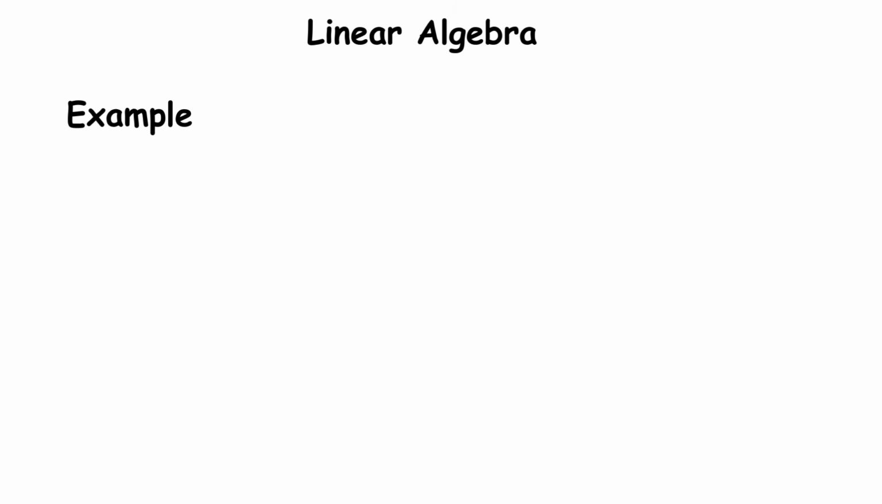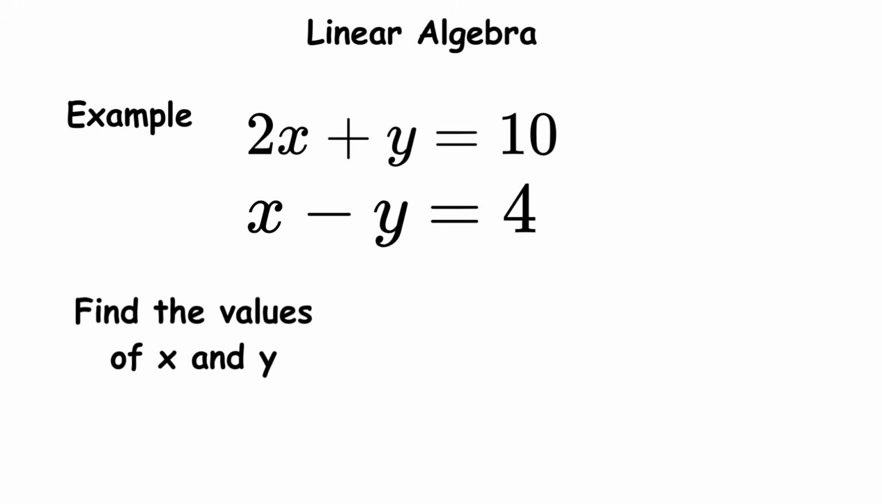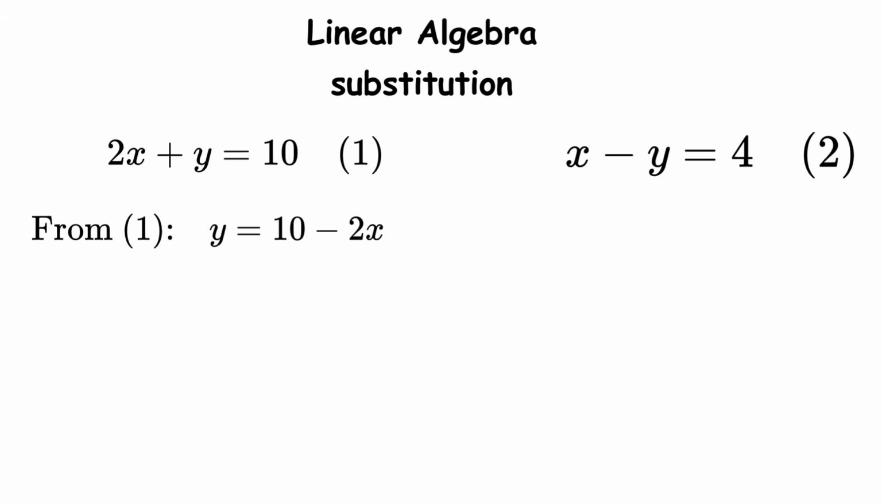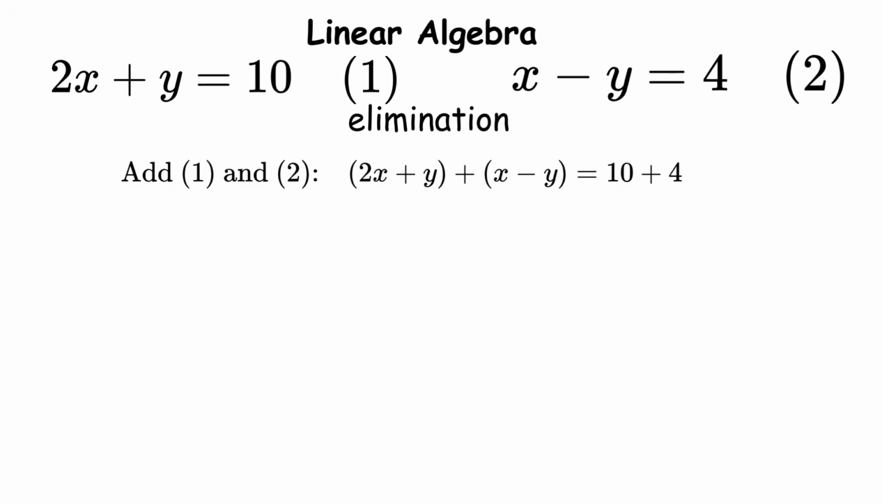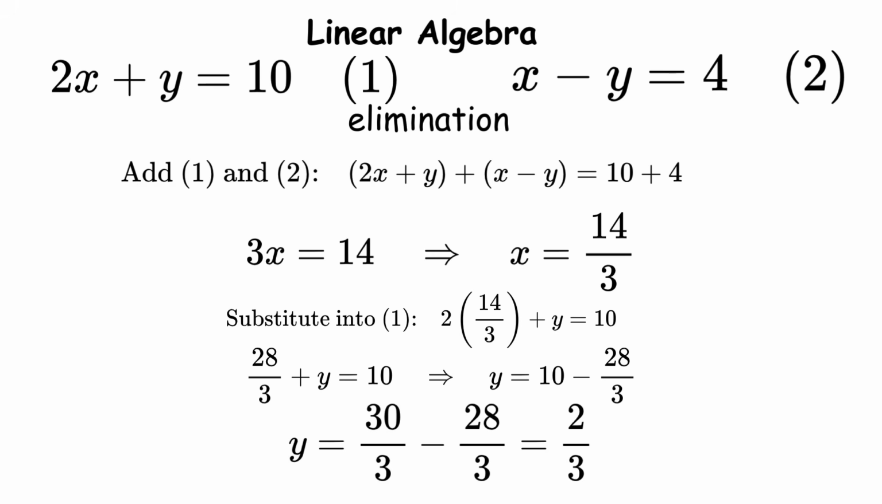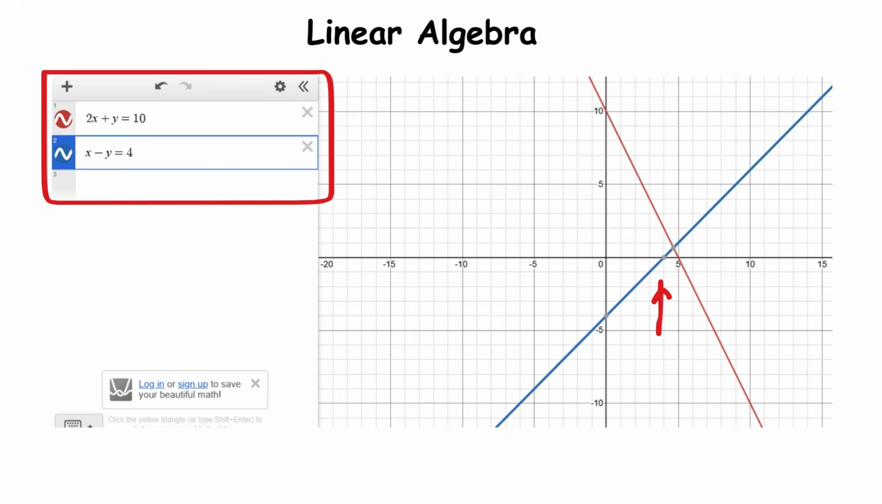For example, in two-variable systems like 2x plus y equals 10, x minus y equals 4, we aim to find the values of x and y that make both equations true. There are 3 common methods to solve systems. Substitution, where we solve one equation for a variable and substitute it into the other. Elimination, where we add or subtract equations to eliminate a variable. And graphing, where we plot both equations and find their point of intersection.